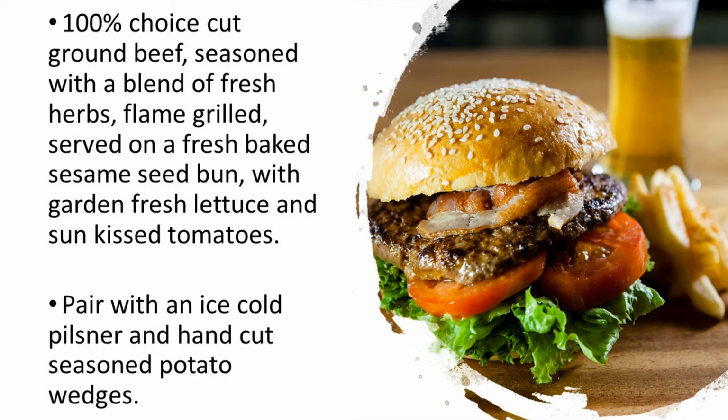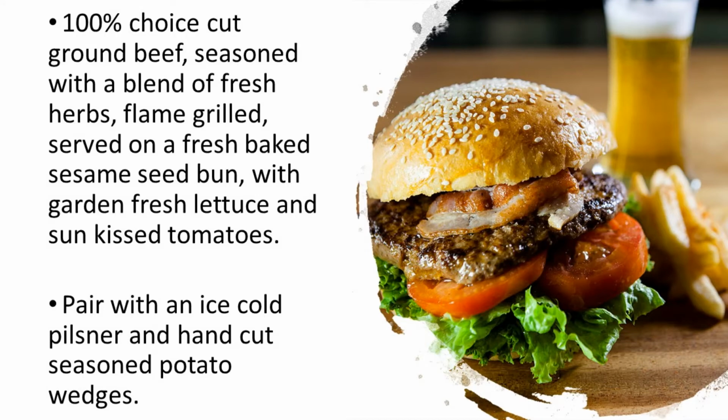Let's use this picture of a cheeseburger as an example. It's very easy to use words such as cheeseburger on a bun or cheeseburger with lettuce and tomato when describing a menu item. However, let's look at this more closely. Think of how much better it sounds when you write 100% choice cut ground beef, seasoned with a blend of fresh herbs, flame grilled, served on a fresh baked sesame seed bun with garden fresh lettuce and sun-kissed tomatoes.